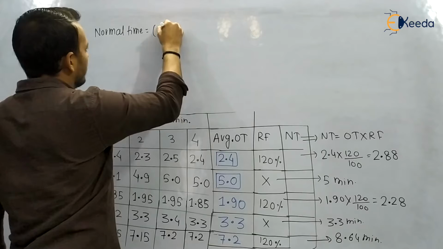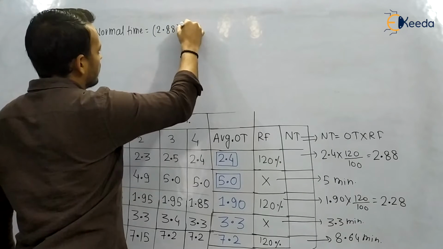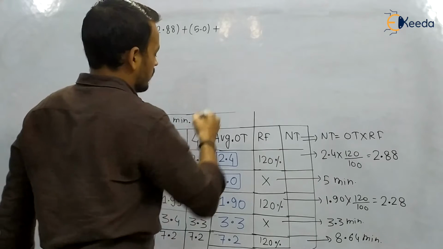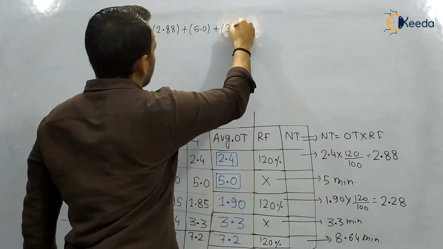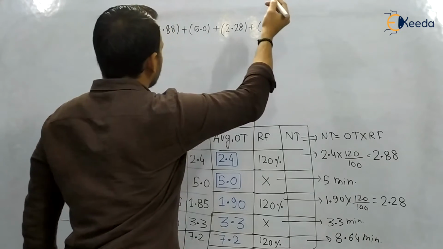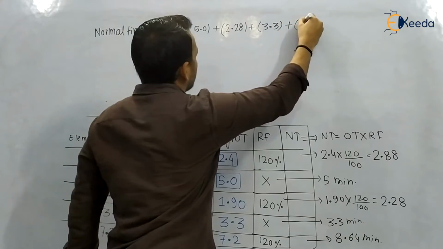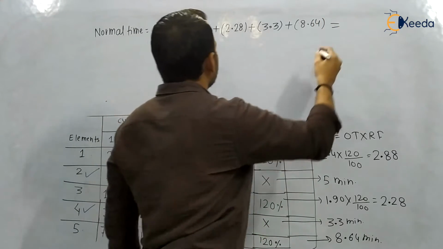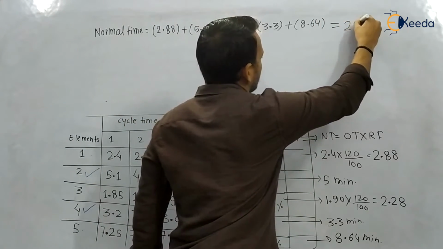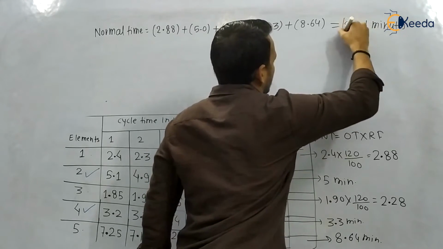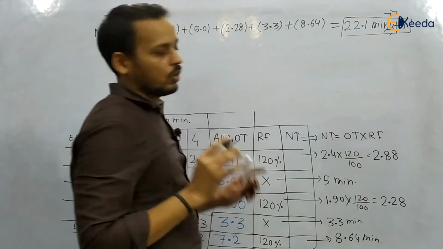So the normal time is 2.88 plus 5.0 plus 2.28 plus 3.30 plus 8.64. After doing the summation you will get 22.1 minutes. So this is the normal time.